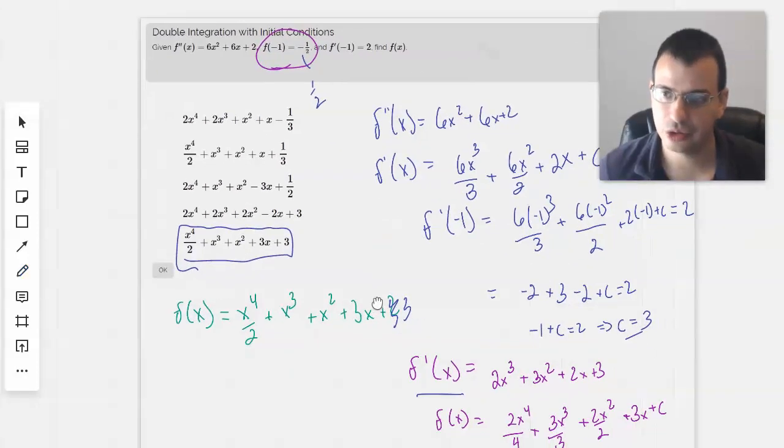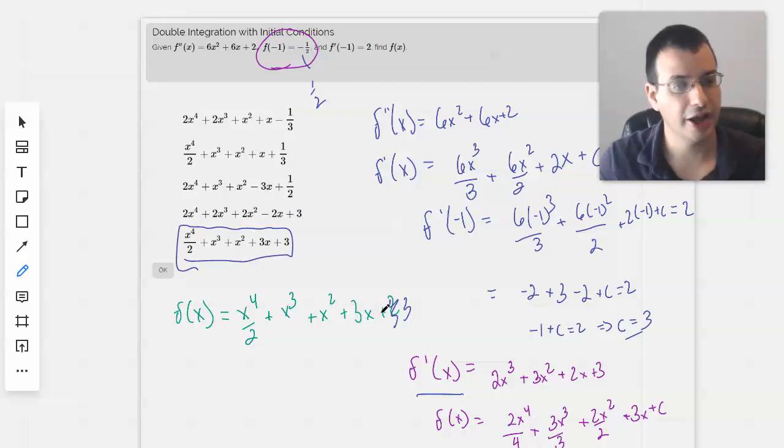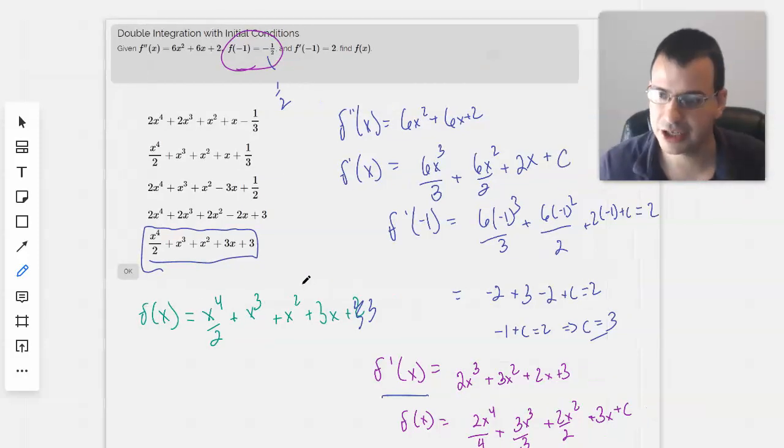So that's how we do double integration with a couple of initial conditions given to us. That's how this problem is solved.